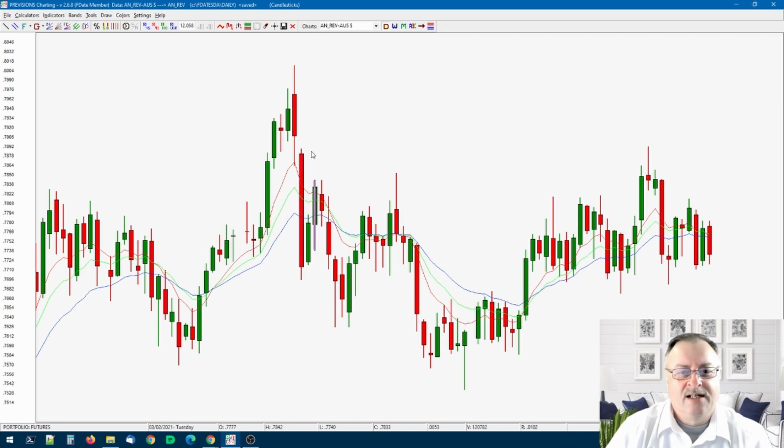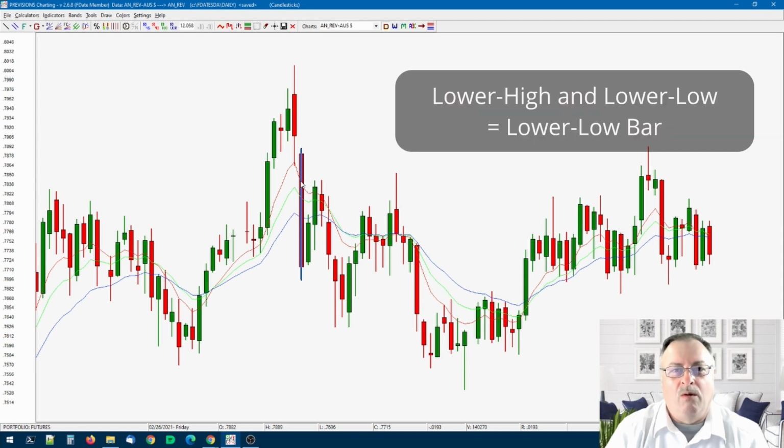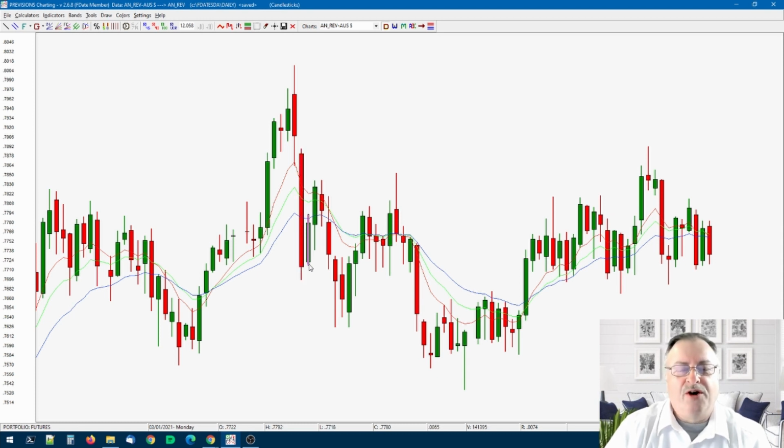Now let's go to the very next bar, this really big range bar right here. If you'll notice, it has a lower high than the previous high. It has a lower low than the previous low. This is simply a lower low price bar. Now look at this third price bar right here. Notice that it has a high that is lower than the previous high. It has a low that is higher than the previous low.